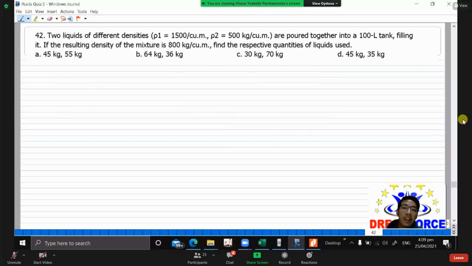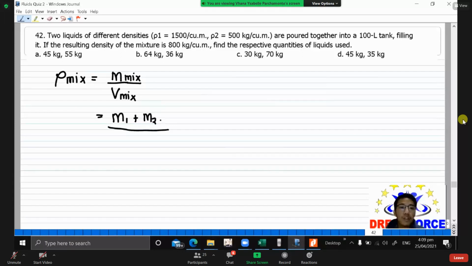Okay, ganito na lang gawin natin. Since nagbigay siya dito ng resulting density, yung density ng mixture natin, di ba sabi natin, ang density is mass over volume ng mixture. Okay, ang hinahanap dito is yung mass, quantities, yung mass ng dalawang liquid. So therefore, yung M natin dito, mass ng mixture, that is yung M1 plus M2, over yung volume ng mixture.